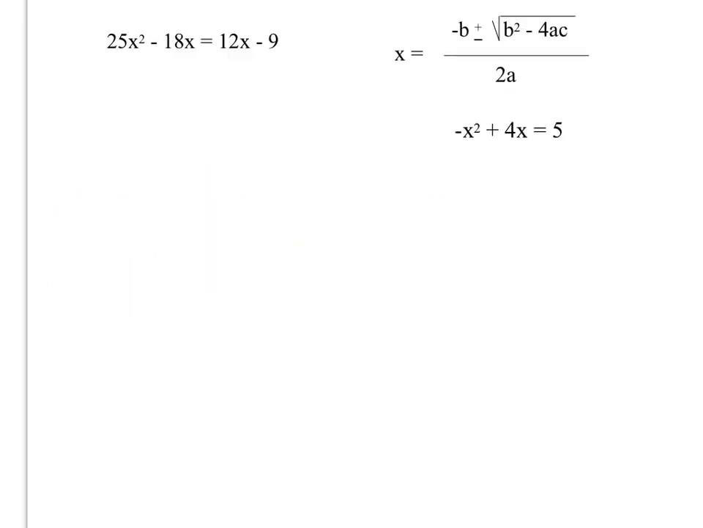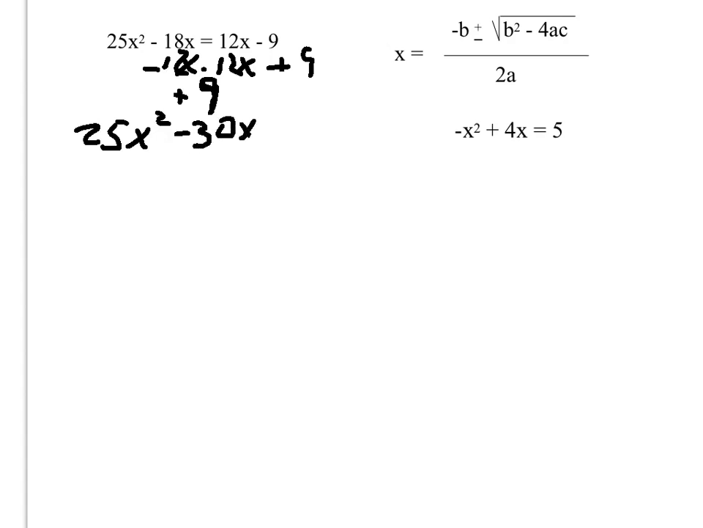Here we'll do another example, starting out with this right here, 25x squared minus 18x equals 12x minus 9. Now again, we got to make sure that we set this whole thing equal to 0, so we can subtract the 12x over to the other side. And we can also add the 9 on the same step. So we would have 25x squared minus 30x plus 9 equals 0.